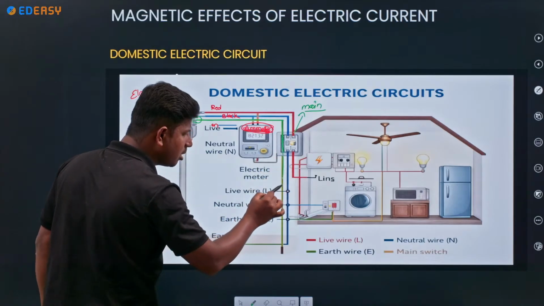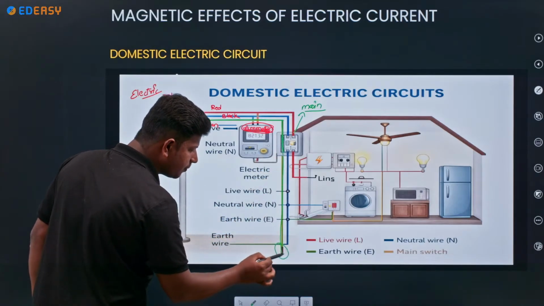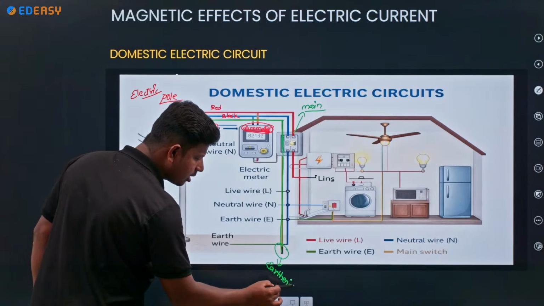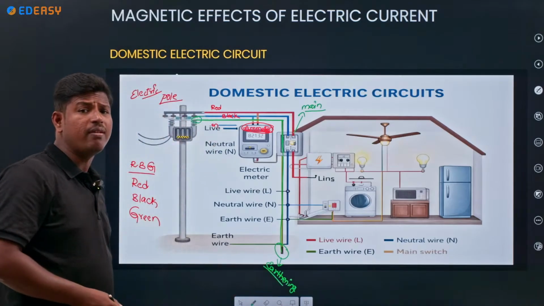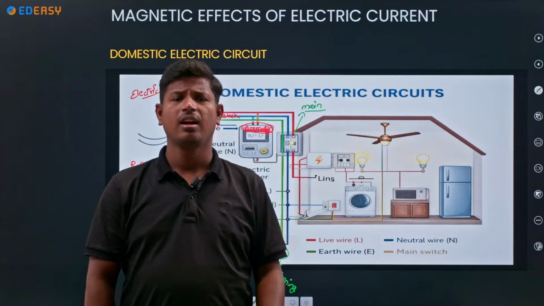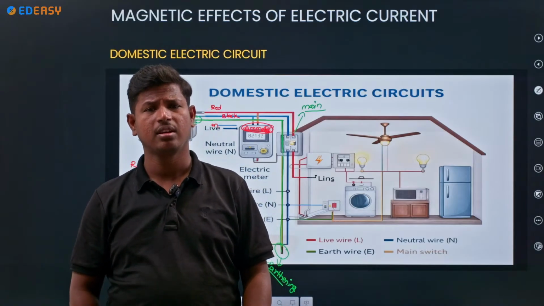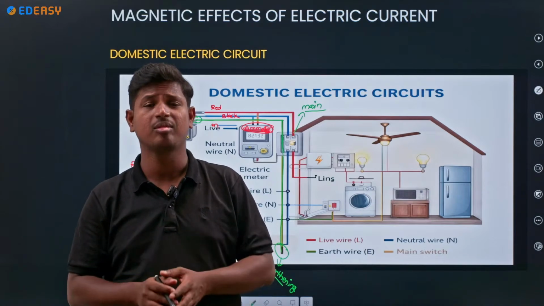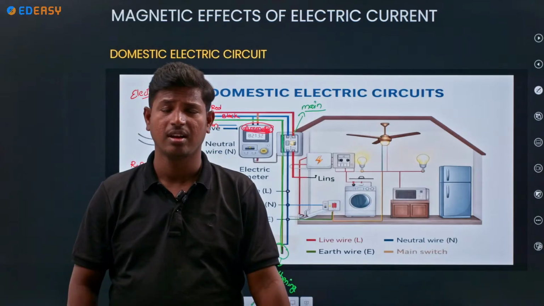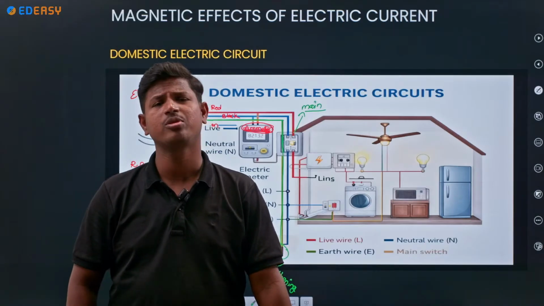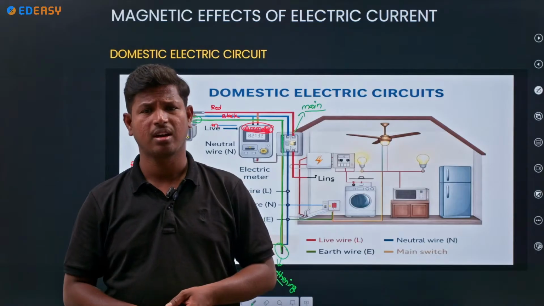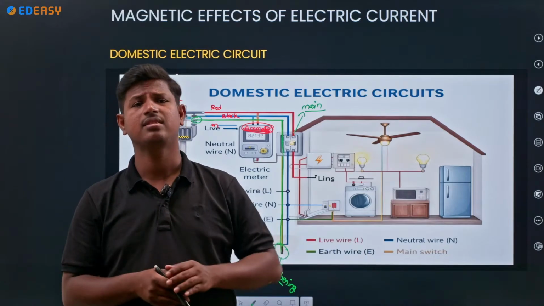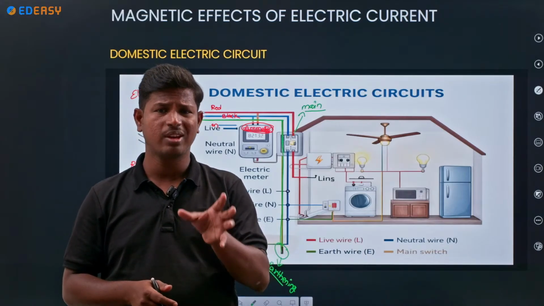From the main board, what did we do? Earthing, earthing. So why do we have to give earthing? What is the use of earthing? Earthing is nothing but protection. Sometimes you will get a maximum amount of current, sometimes short circuits, these all are there, right? So always for protection we give earthing.